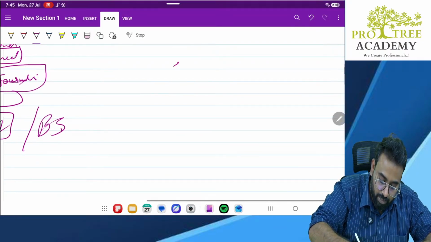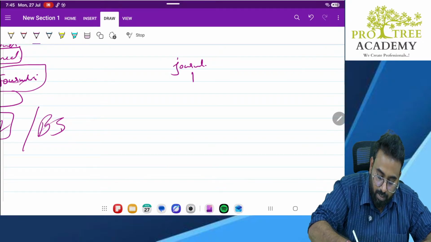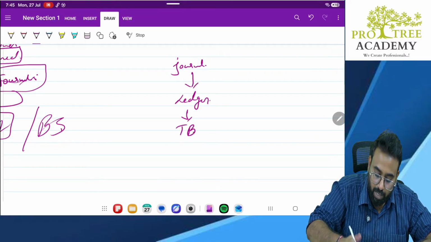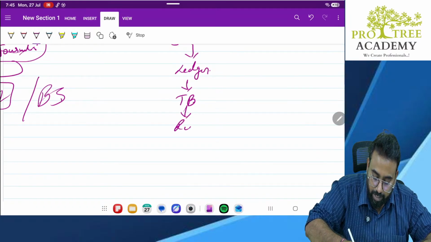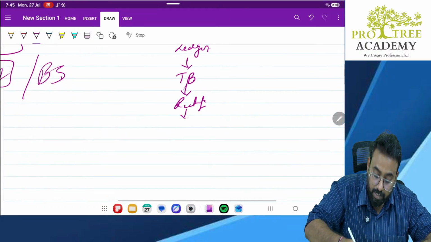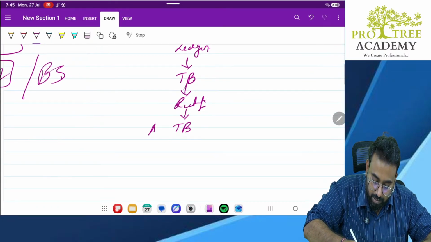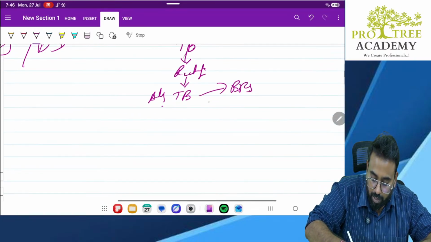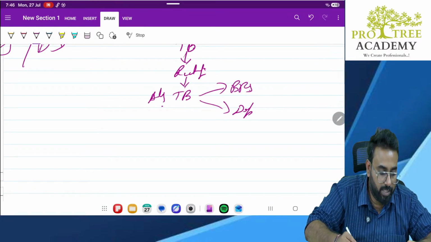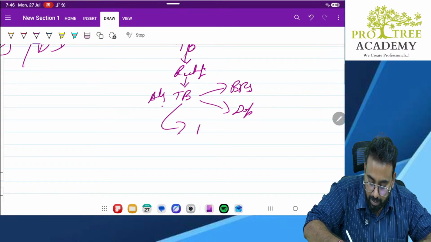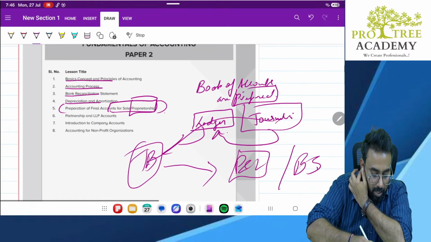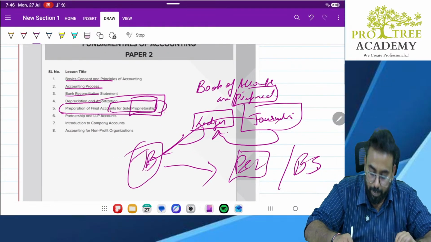First, you started with journal. You went to ledgers. From ledgers, trial balance. From trial balance, rectification. From rectification, again adjusted trial balance. You even prepared BRS. You even understood what is depreciation. Now what is the next? The next one is preparing P&L and balance sheet. Clear? So in this chapter, we will be seeing how P&L and balance sheet is prepared.